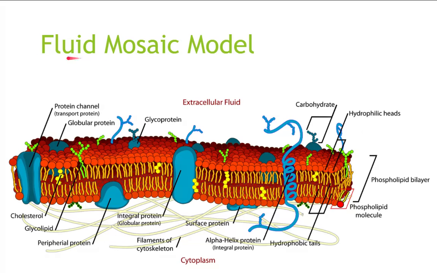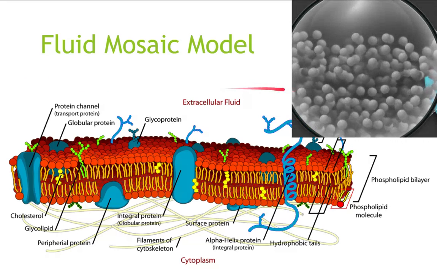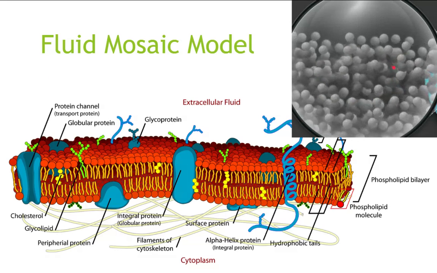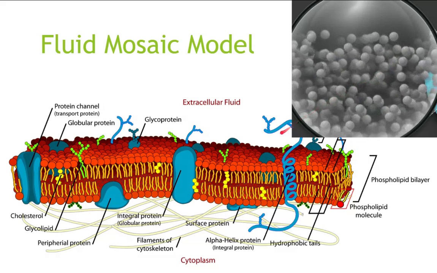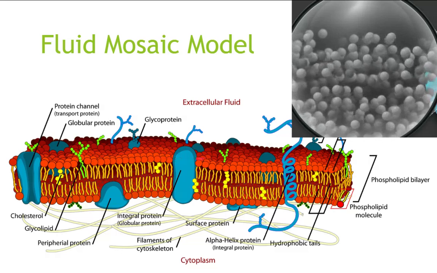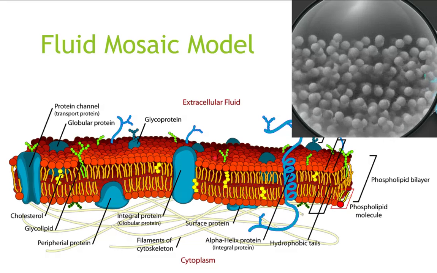So where's the fluid come in? Well, it's called a fluid mosaic model because of the way the particles move past one another. In a liquid or a fluid, the particles are always in constant motion, right? And the same thing happens in the plasma membrane. All of these millions and trillions of particles are constantly moving past each other within a layer.